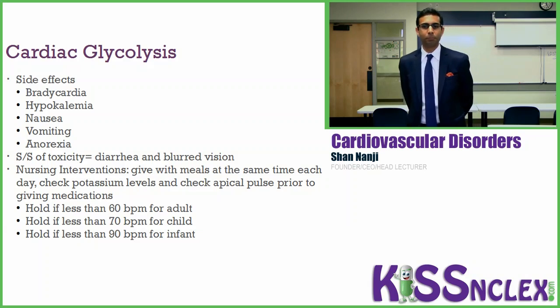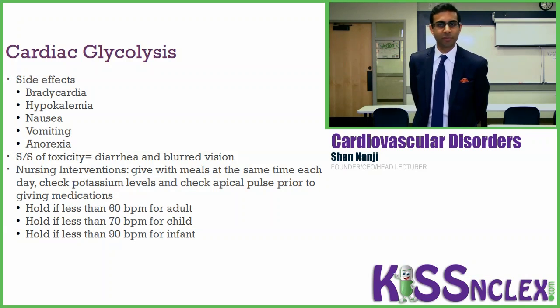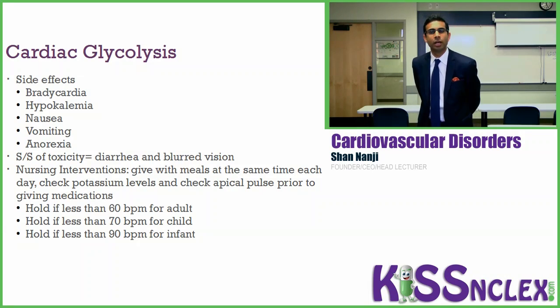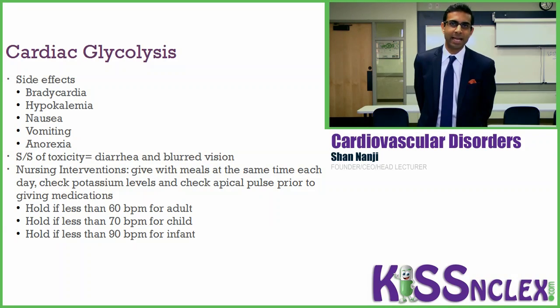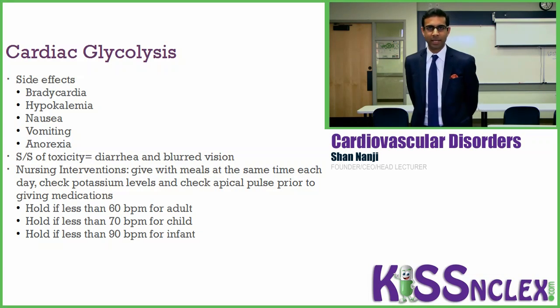Hold if the heart rate is less than a certain number. For adults, children, or infants, it's different heart rates, okay? So we're going to go in alphabetical order, ACI: 60, 70, 90. Adult is 60, child is 70, infant is 90. ACI, 60, 70, 90, in alphabetical and numerical order: adult 60, child 70, infants 90.